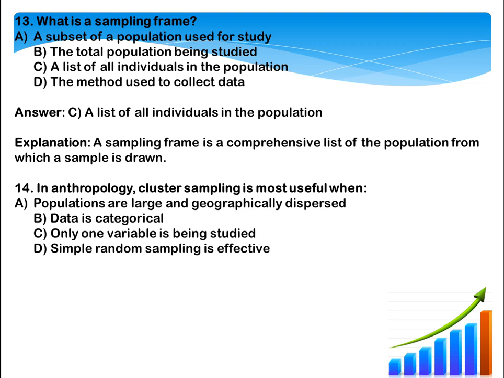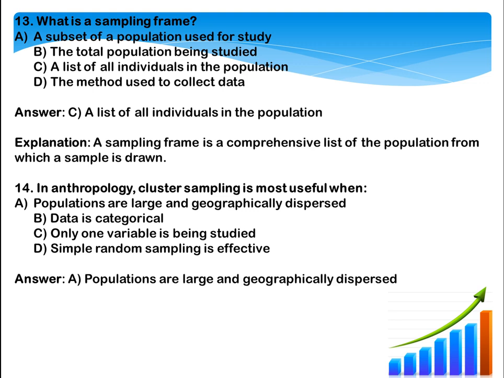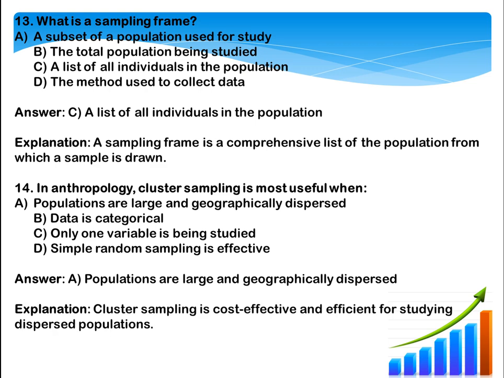C. Only one variable is being studied. D. Simple random sampling is effective. Answer: A. Populations are large and geographically dispersed. Explanation: Cluster sampling is cost-effective and efficient for studying dispersed populations.